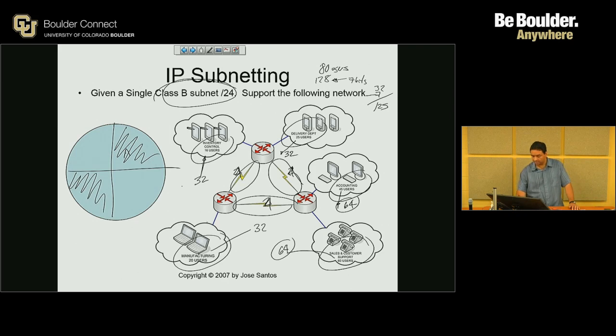Then you need three chunks of 32. You have four left. You can pick any one of those. You have inventory, delivery, manufacturing. And then you have all this space left to do three point-to-point links. And here, how many chunks of four do we have? We have 32 addresses. There are eight. So you can pick the last one, two, three, four. Doesn't matter.